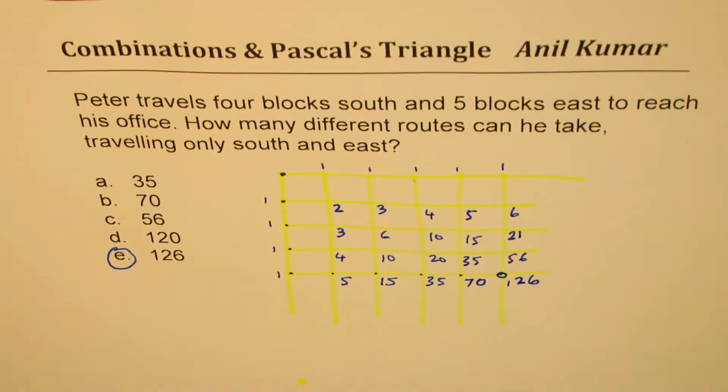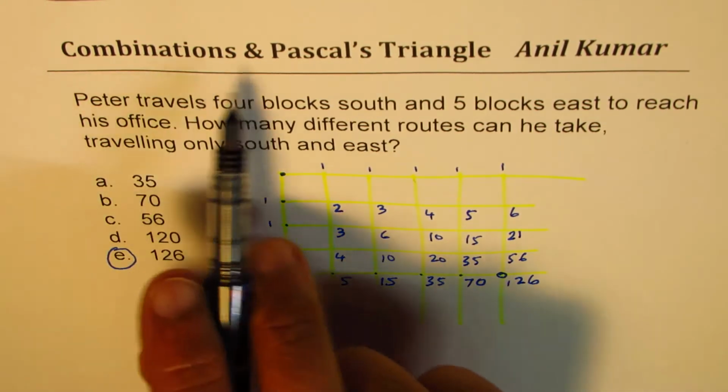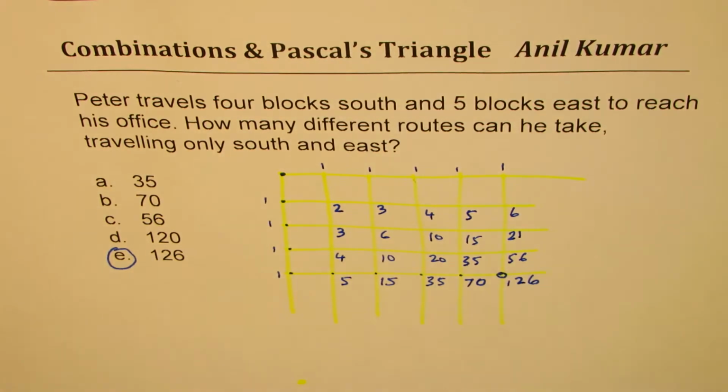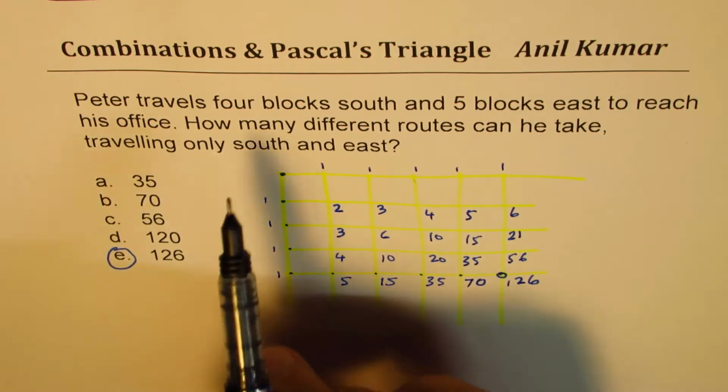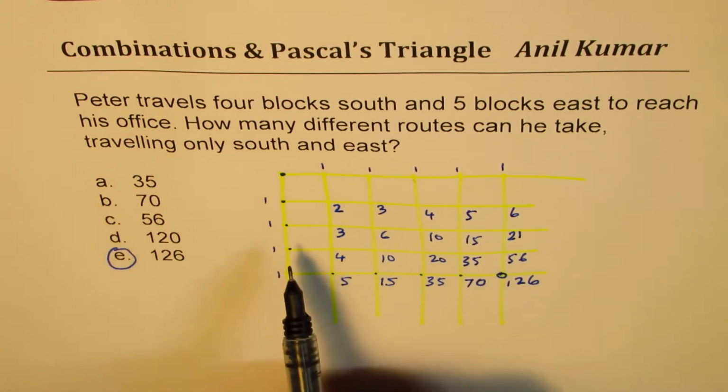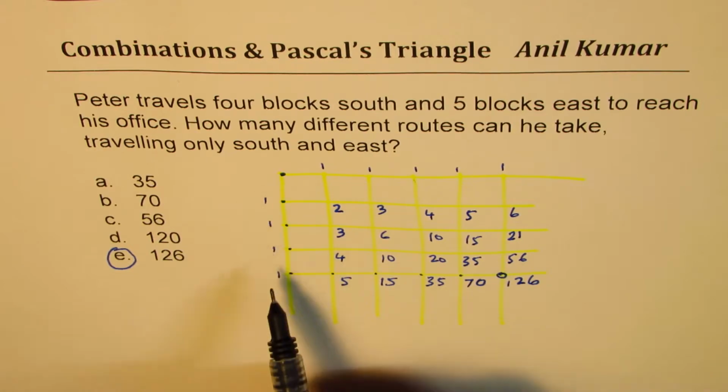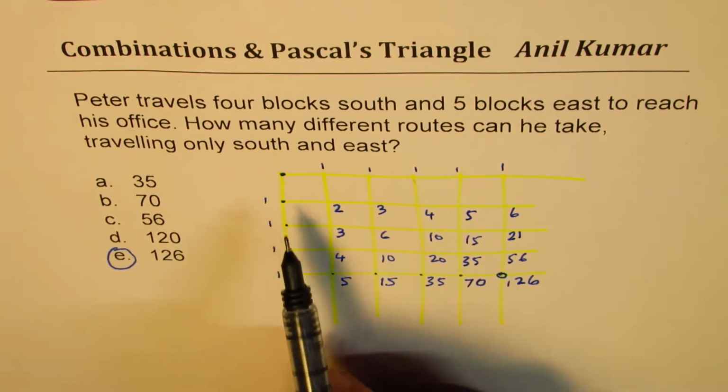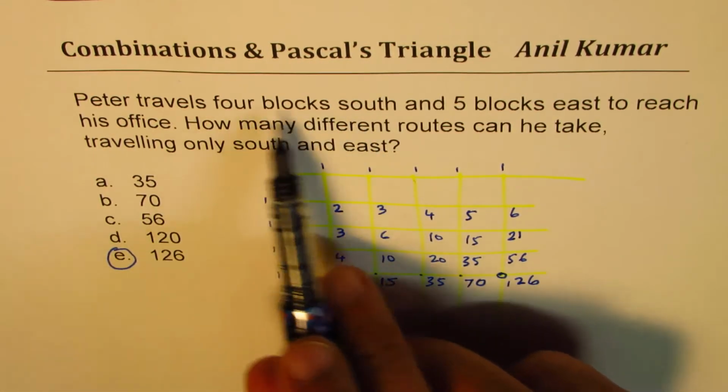I'm not saying it cannot be followed. It's a good method. Now if I use combinations, Pascal's triangle is there for the topic. If I use combinations, how can I do it? Now we can think like this, that Peter actually travels 9 blocks, right? And the combination is, either you can decide 4 south, right?